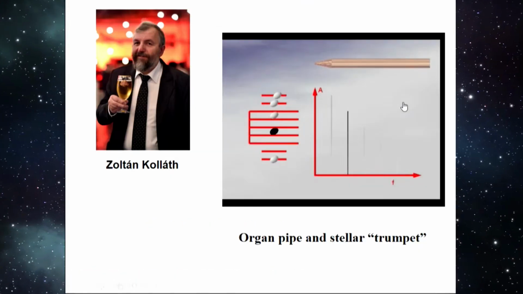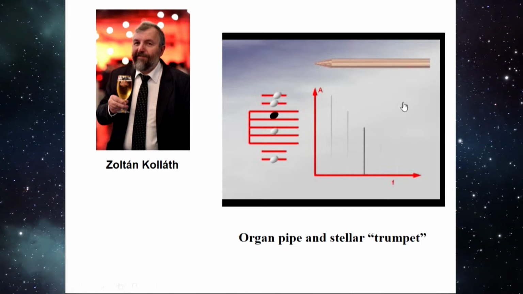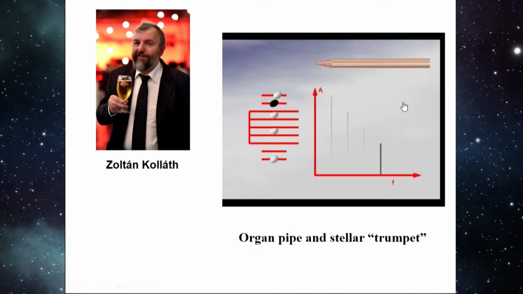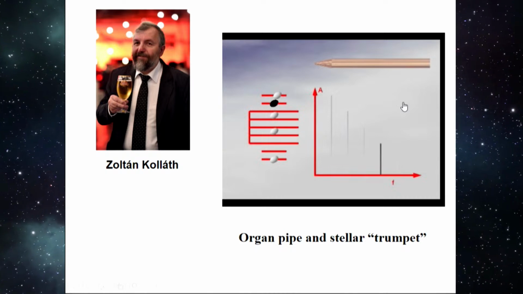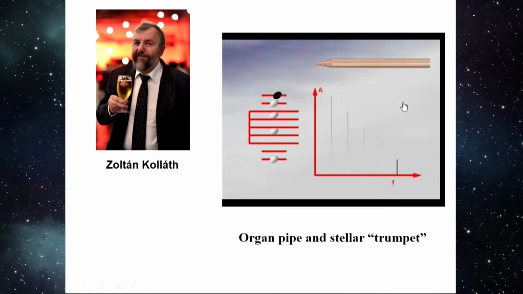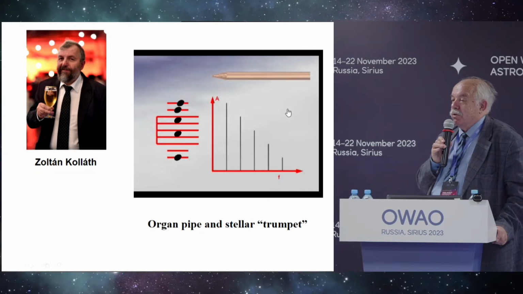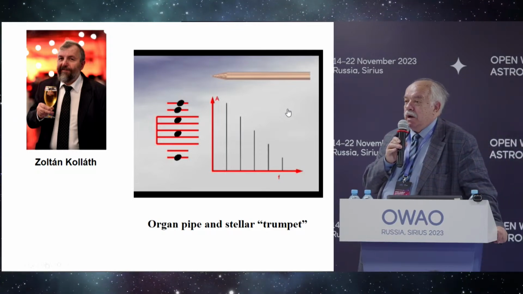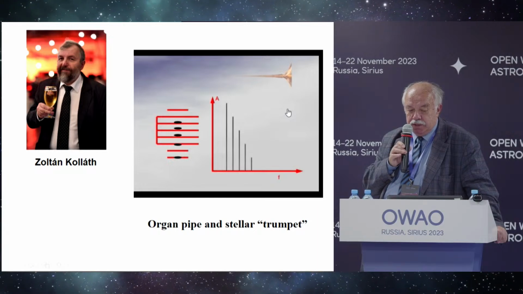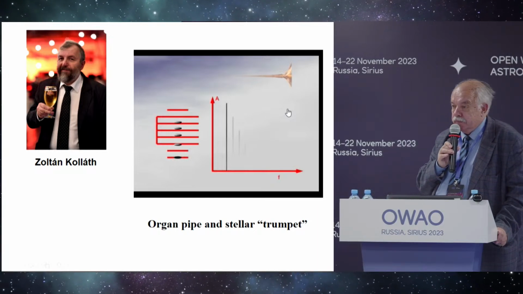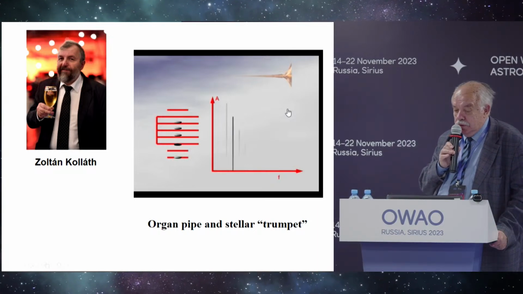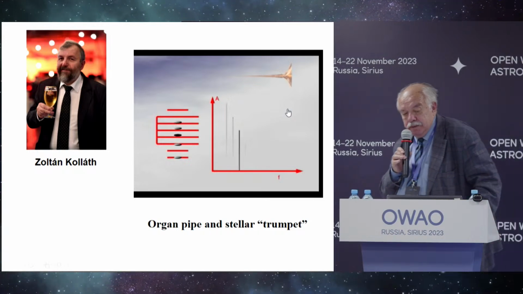These are pure tones of an organ pipe. Now together, tones and overtones give us the very proud sound of the organ pipe. And now the stellar trumpet. Pure tones, well.